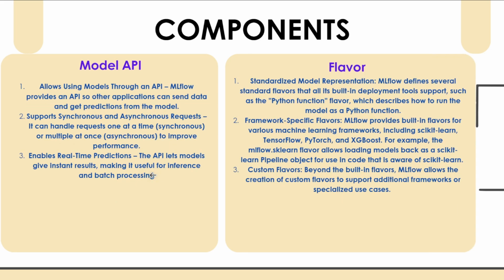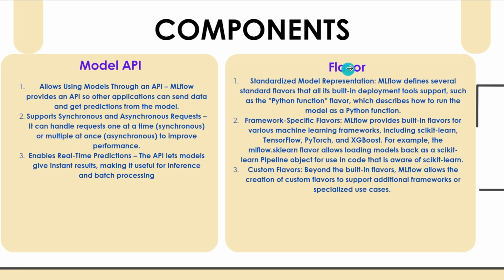So the next is model API. Model API allows using models through an API. Through an API, you can easily access your model. You can send the data, you can get the prediction from the model. Next, it supports synchronous and asynchronous requests. And the last is real-time predictions. You can do real-time prediction, you can do batch processing, all very easily.